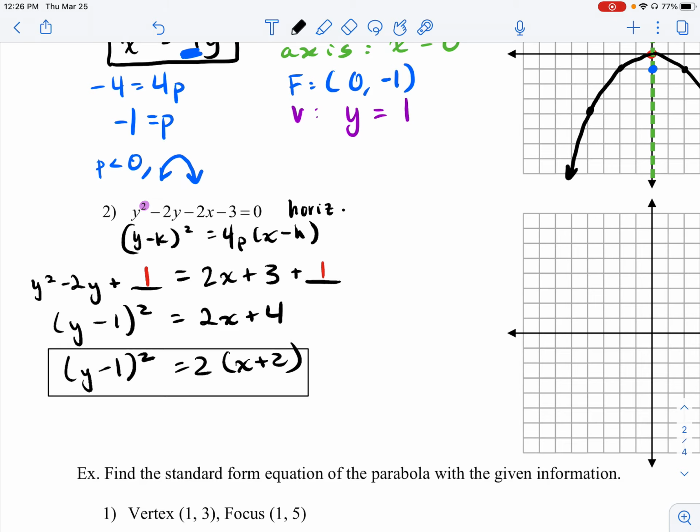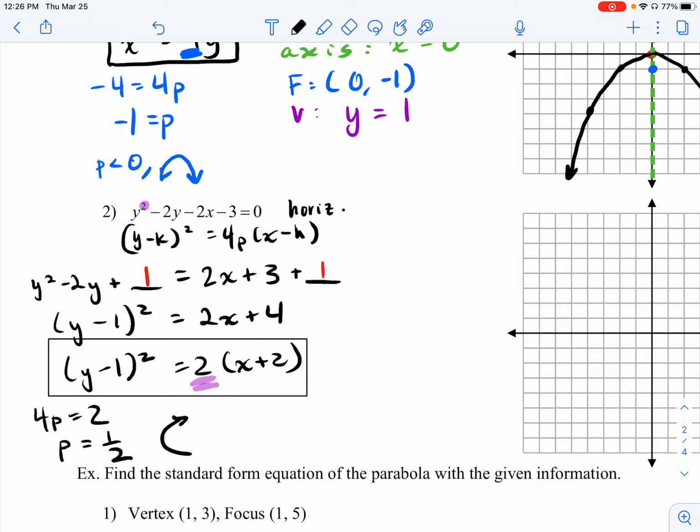And again, what's nice about this standard form is that it gives us key information like our vertex, focus, axis of symmetry, all that stuff, pretty easily. Again, keep in mind that this here is our 4p, so 4p is equal to 2. That means p is equal to 1/2. Since this is a horizontal parabola, our parabola is going to be opening to the right. Our focus is going to be to the right of our vertex.